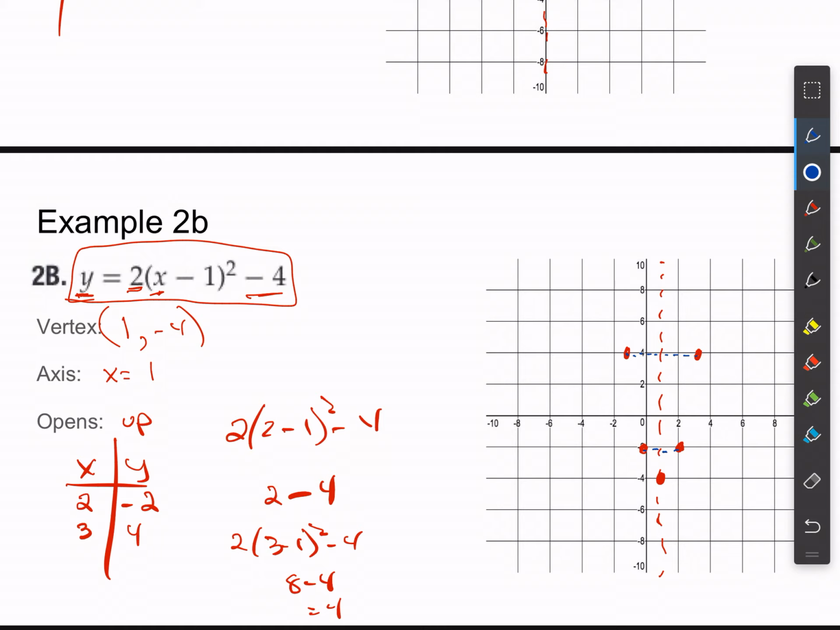Okay, I think that's all the points that I need, so I'm going to just connect the dots here. Okay, that gives me a good rough idea of how this graph behaves, and we're done.